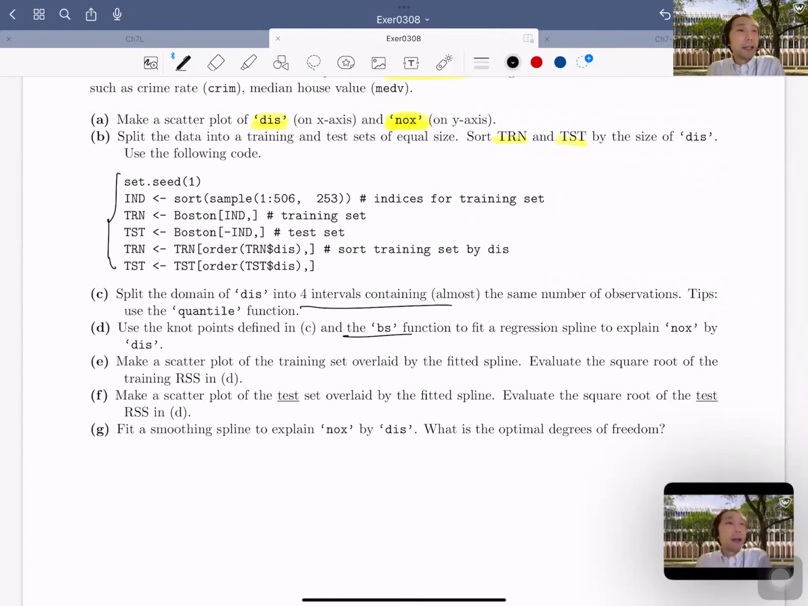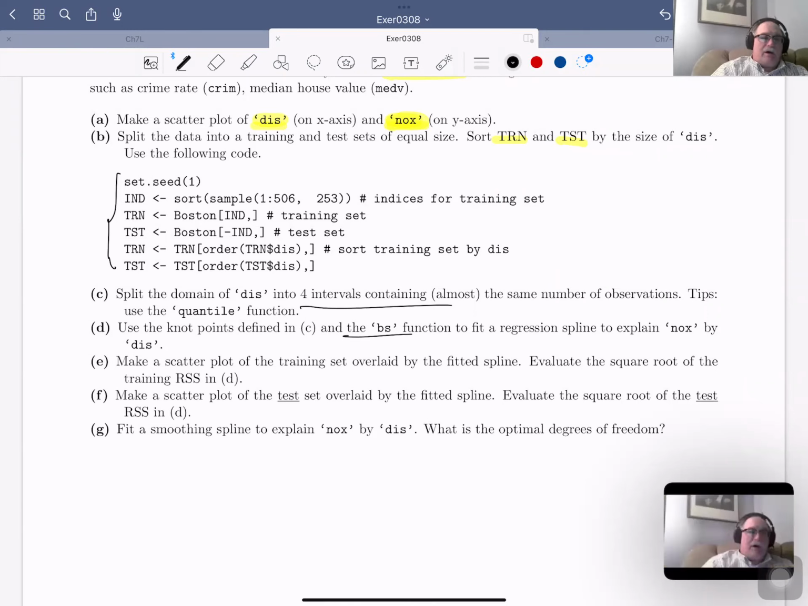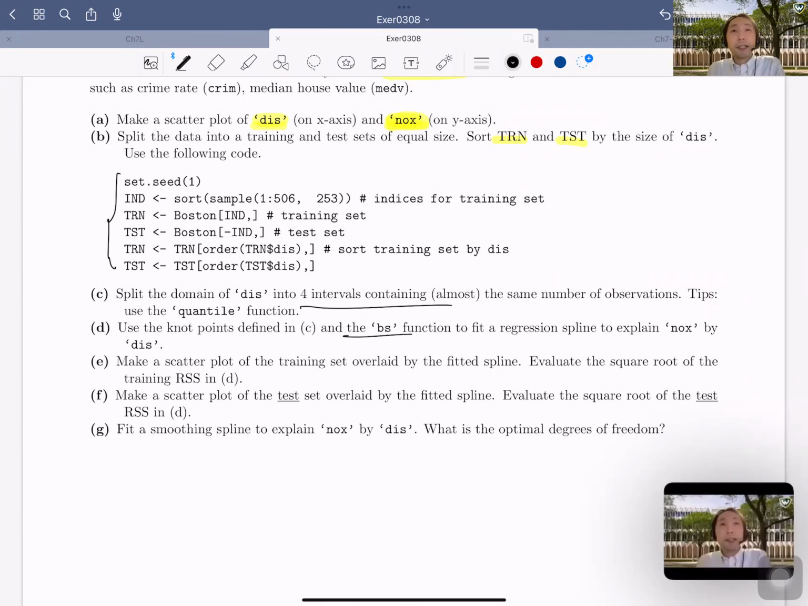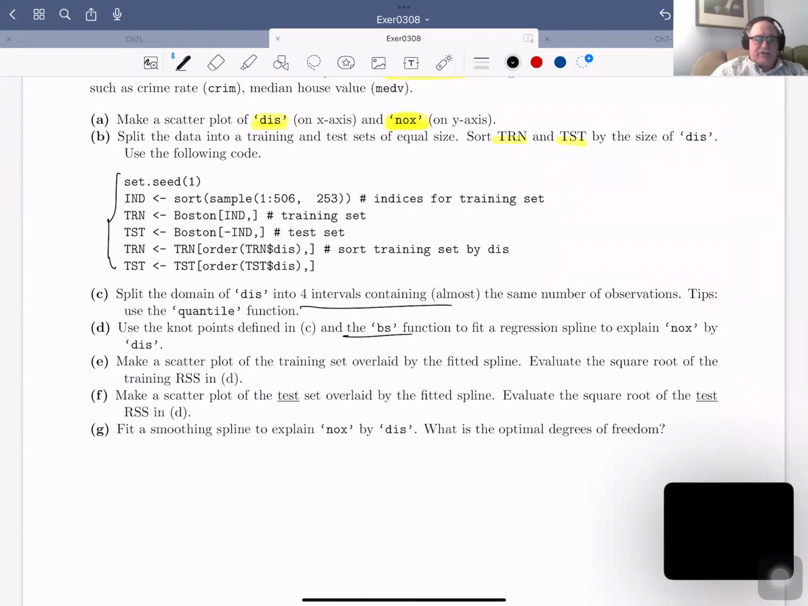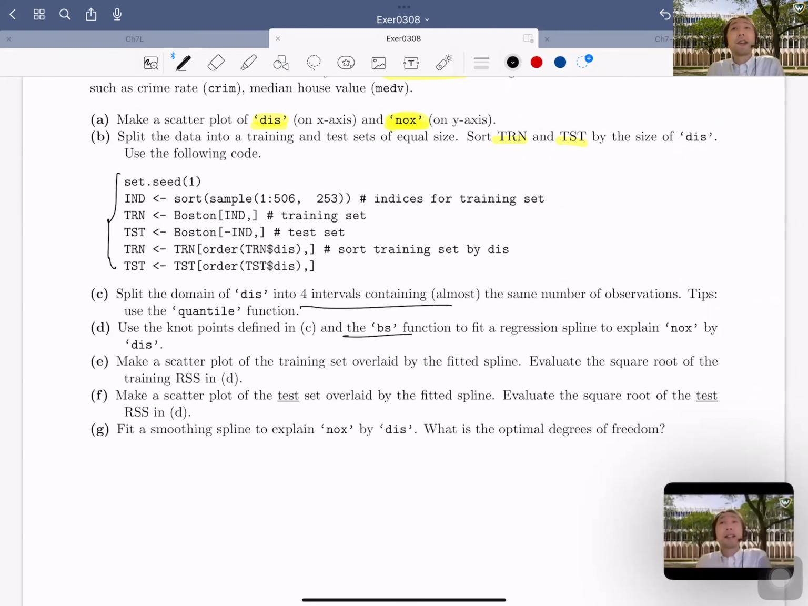Could you give us a little opinion on how you wanted us to calculate RSS? Actually, I calculate it by hand. I use the fitted values, take the difference between actual and fitted values, then square and sum them. All right, thank you.